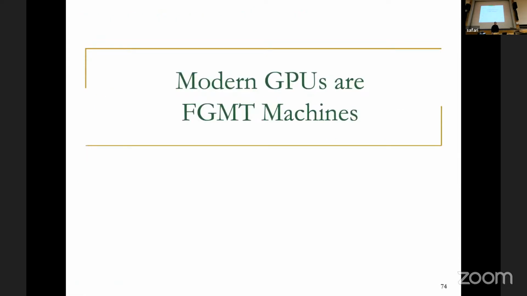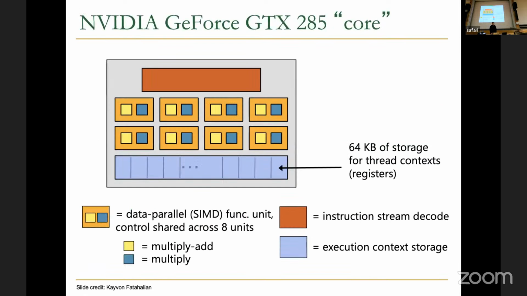Modern GPUs are fine-grained multithreading machines. This is an example for the NVIDIA GTX 285 core, which in NVIDIA terminology is an SM. We will have a lecture on GPUs later on. Here you can see we have 64 kilobytes of storage for thread context, the register file. That's the reason. As I said, for fine-grained multithreading you need a big register file and also multiple program counters so that you can make fast context switching.